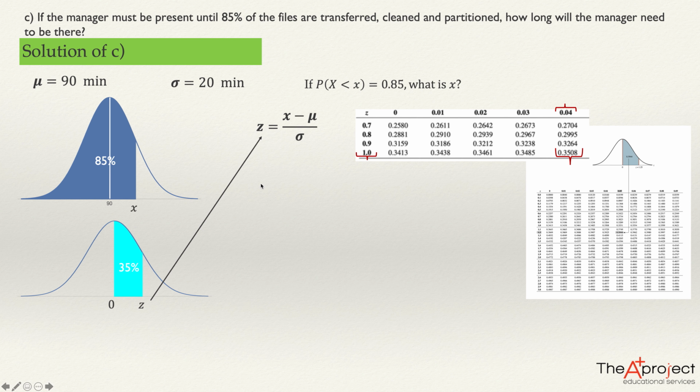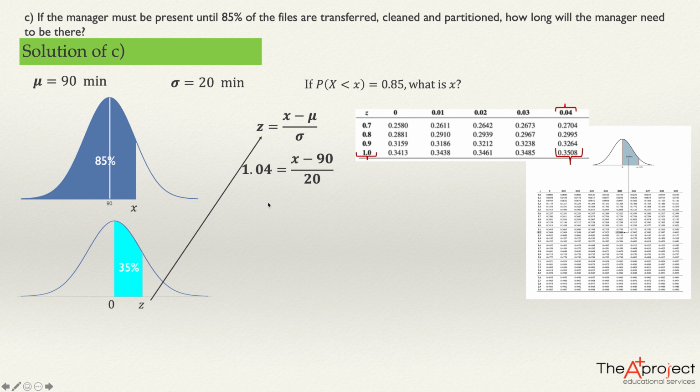Let's make a substitution in the equation, and I have 1.04 equals x minus 90 over 20. That means I can solve this equation and find the value of x. The only thing I need to do is multiply both sides of the equation by 20. So 20 is going to be cancelled here and appears here multiplying. And then add 90 to both sides. When I add 90 here, this 90 cancels and appears at the other side. So first the multiplication and then the addition.